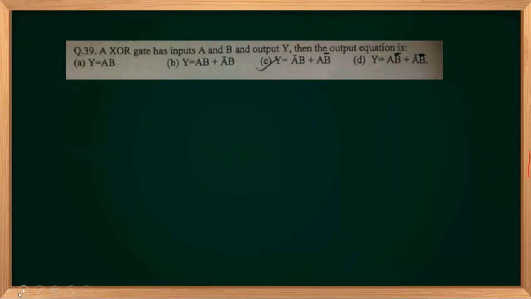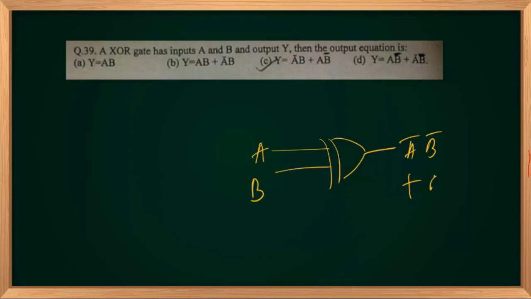Right. Next question is an XOR gate has inputs A and B and output Y. Then the output equation is. That is also direct. XOR gate is there. Inputs are A and B. What is the output expression? That is A bar B plus A B bar. Correct? So that is my option C. That was also a direct question.